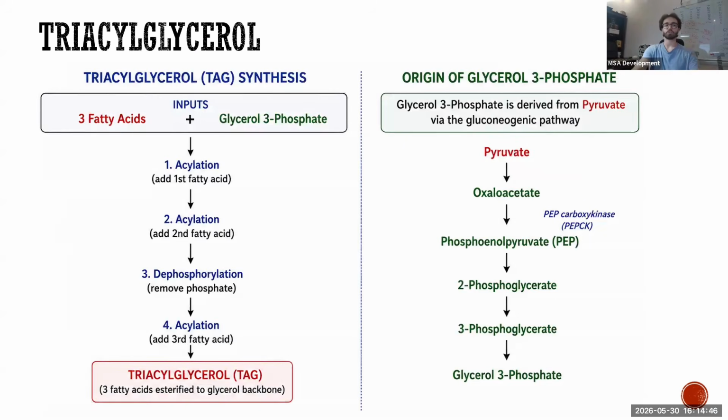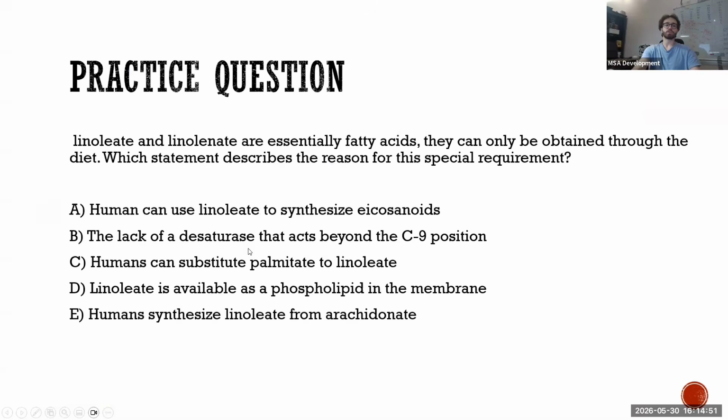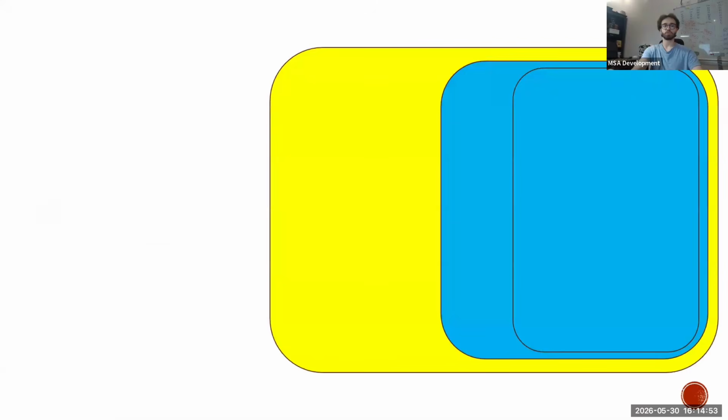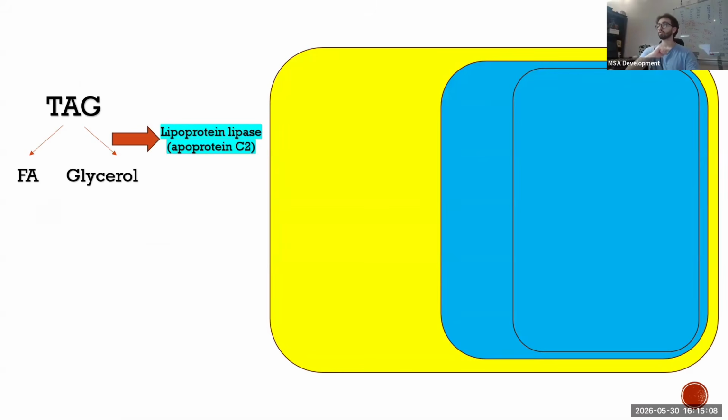Two slides ago, what did I tell you guys was the fate of fatty acids? Where are they stored? I told you they are stored in triacylglycerols, the TAGs. So of course, fatty acid breakdown, oxidation, will start with TAG. TAG, we said, has fatty acids and glycerol. But what enzyme will break down this TAG to fatty acid and glycerol? It's a very important enzyme, and I want you to remember what activates it. The enzyme is lipoprotein lipase.